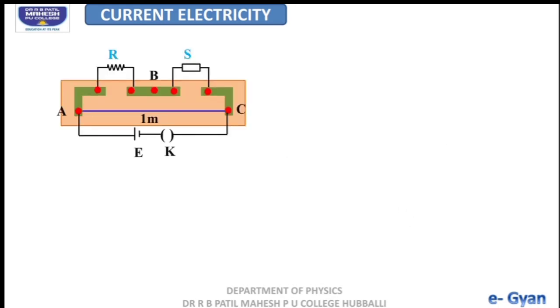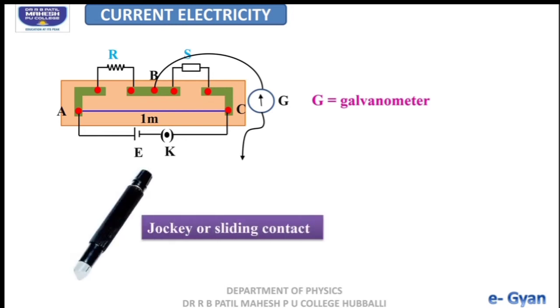Now let us connect a galvanometer at point B, and the other end of the galvanometer is connected to a sliding contact or jockey. Let me tell you what a galvanometer is. It is an instrument which detects very small current, and that is called a galvanometer. There is a needle and it will be at 0.